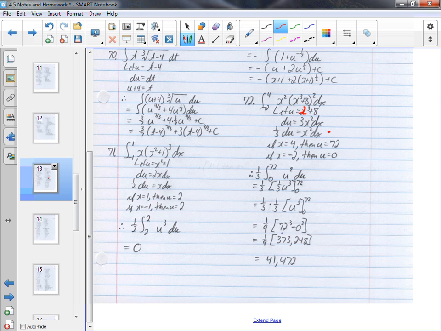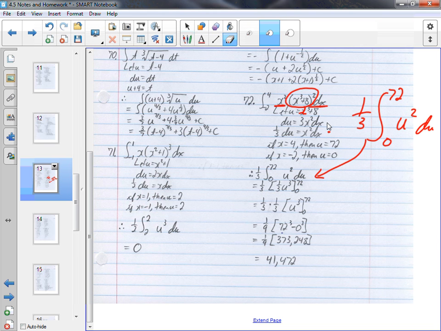So then we make our substitution. So here's what I was doing. My limits of integration are now going to be 0 and 72. This quantity squared is now u squared. X squared dx is replaced with 1/3 du. So that's how I got that. Everybody with me? All right, I'm in pretty good shape now, aren't I? Because that's an easy antiderivative.